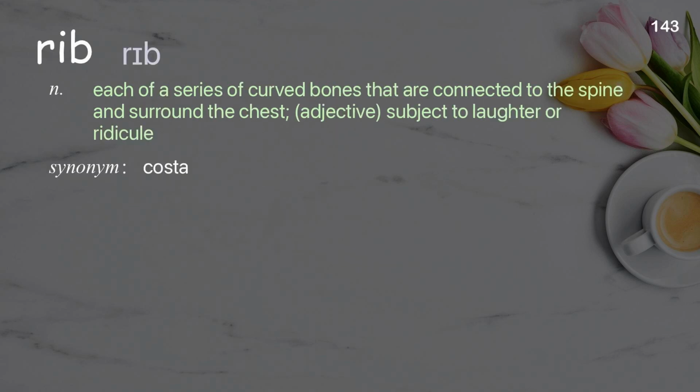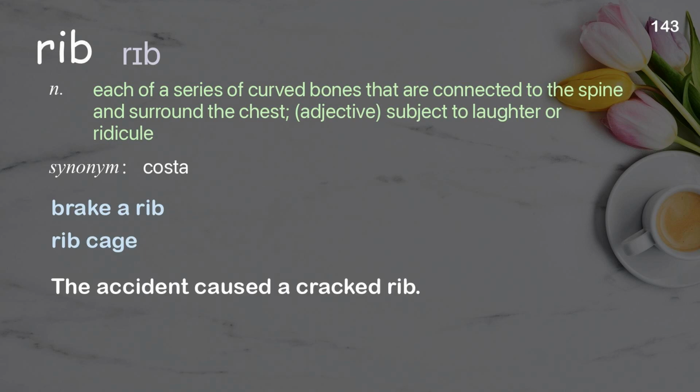Rib. Each of a series of curved bones that are connected to the spine and surround the chest. Adjective, subject to laughter or ridicule. Examples: Break a rib. Rib cage. The accident caused a cracked rib.